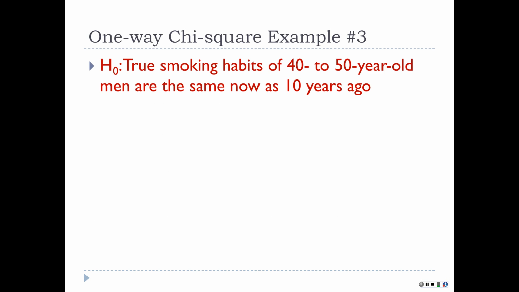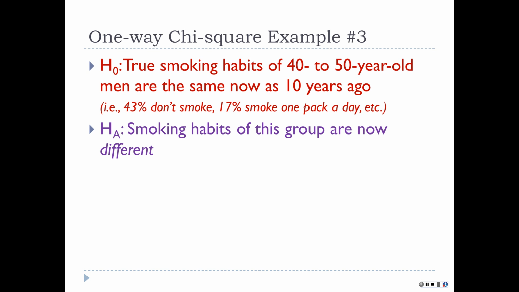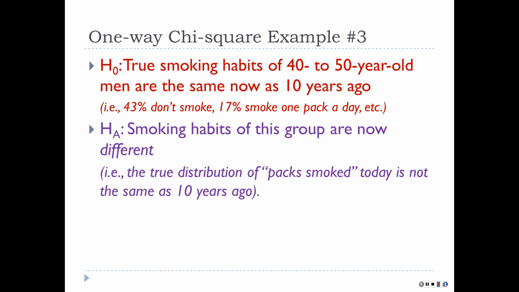But those were in proportions, not in numbers, so we'll have to convert them into numbers. So the null hypothesis is the true smoking habits of this group are the same as 10 years ago. In other words, 43% don't smoke, 17% 1 pack a day, etc. The alternative hypothesis is that the smoking habits are now different from what they were before. There's just a difference. With a chi-square by itself, we can't say what the difference is. We just say there's a difference.